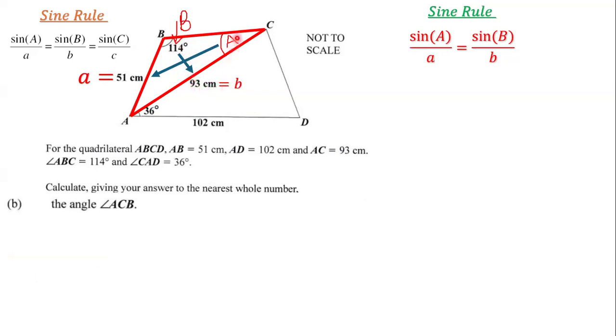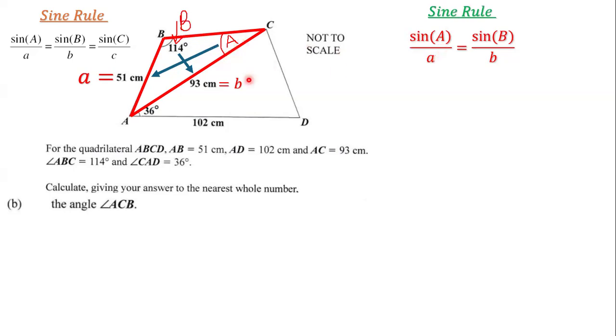So the missing angle, we call that capital A. The side that is opposite the missing angle, we call that small a. And then we have capital B, which is 114 degrees, and the side that is opposite capital B, we call that small b, and that's 93 centimeters. And we could use the sine rule to figure out what is going to be capital A.